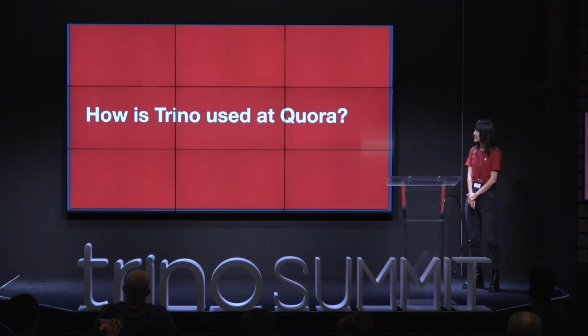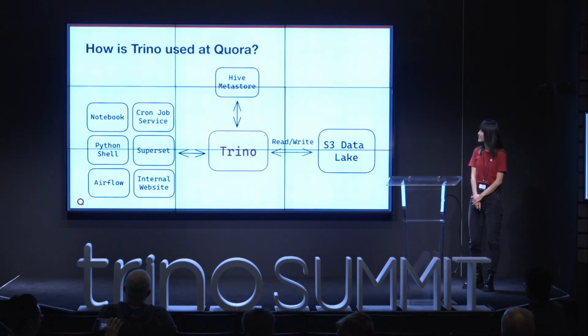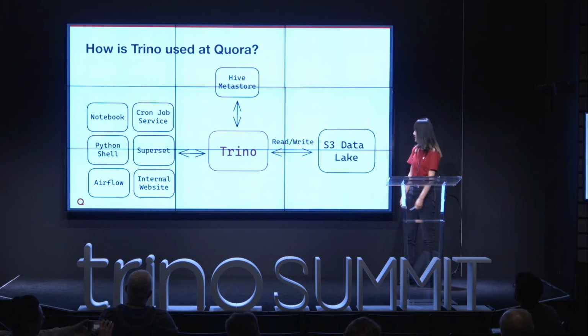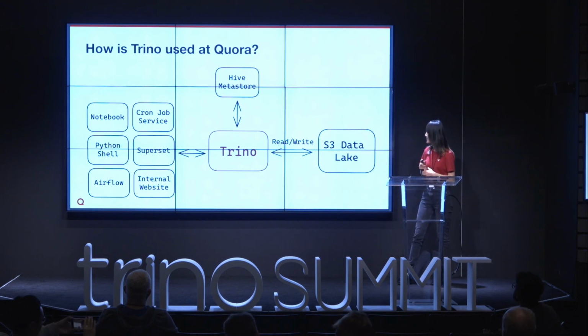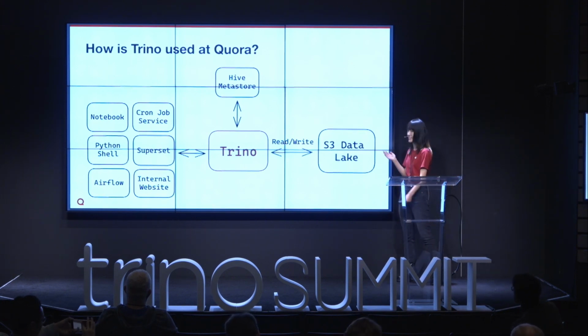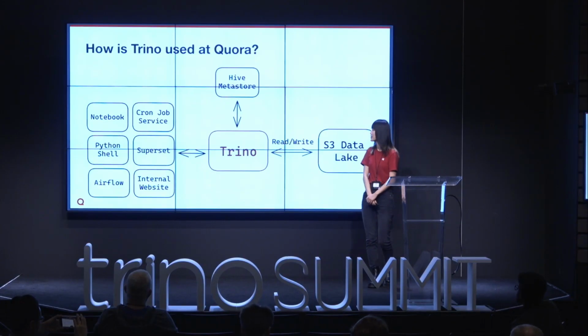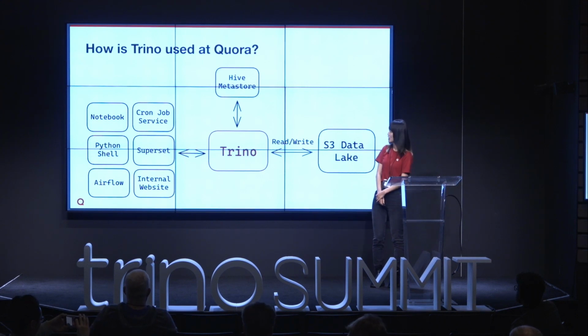Let's start with how Trino is used at Quora. This is a simple diagram of the Trino infrastructure we have at Quora. In the center, we have our Trino clusters, and on the left side, we have our offline tables stored in the S3 data lake, and most of them are Hive tables. Their metadata is stored in the Hive metastore, as shown on the top of the diagram. On the left side, we have all our clients that may send queries to Trino. We have Jupyter notebooks, our internal job service, Python shell, Superset, Airflow, and internal websites.